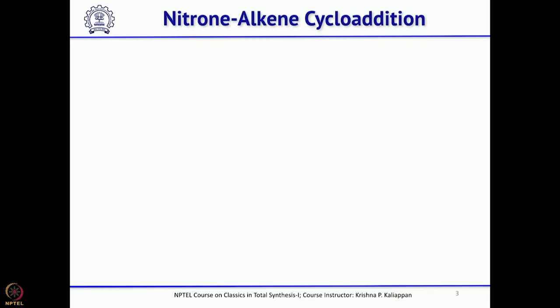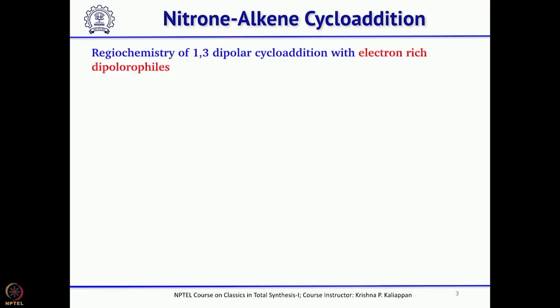So what is this 3+2 cycloaddition between nitrone and alkene? This nitrone, when you look at nitrone, nitrone is nothing but if you have an imine and if the nitrogen is oxidized, okay, the oxide of nitrogen. Normally you talk about N-oxides, N-methylmorpholine N-oxide, trimethylamine N-oxide. So here the nitrogen of the imine, if it is oxidized, then that is called a nitrone. And this nitrone, if you look carefully, has one electron deficient end and one electron rich end. So it is distributed over three atoms.